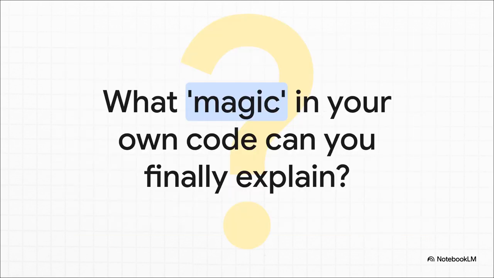I want you to think back to your own projects. Think about those moments of just total confusion, those "why on earth did it do that" bugs. Now that you know these hidden rules, what magic in your own code can you finally explain?